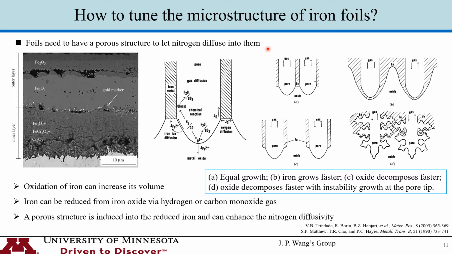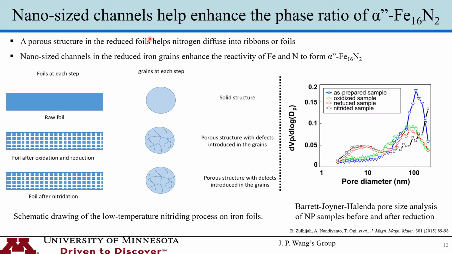We proposed an oxidation and reduction process to introduce the porous structure. As we can see in this figure, after the oxidation, there's an inner layer and outer layer of the iron oxide. This is the original surface of the foils. So the volume expands. And then we can do the reduction process to get rid of the oxygen and form the porous structure. Different porous structures can be formed based on different reduction parameters. After the combined oxidation and reduction process, porous structure can be introduced into the foil samples.